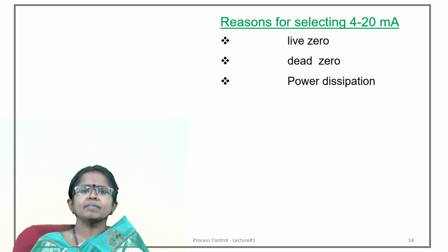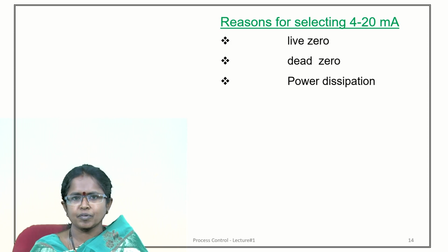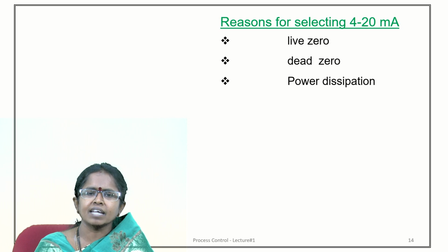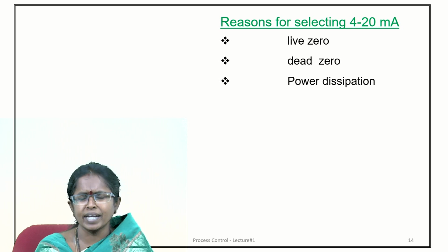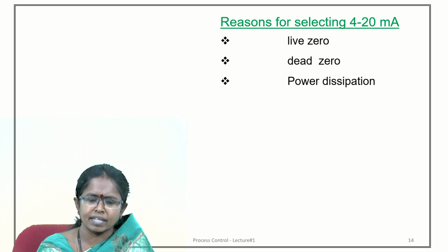So the 4 to 20 milliampere is chosen conveniently, which will give a voltage drop of 1 to 5 volt when we drop across a 250 ohm resistor. So this is the reason for selecting 4 to 20 milliampere. I hope now it is clear why we are using 4 to 20 milliampere instead of 0 to 20 milliampere.